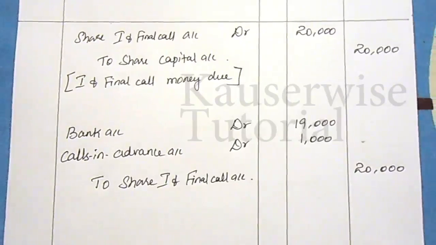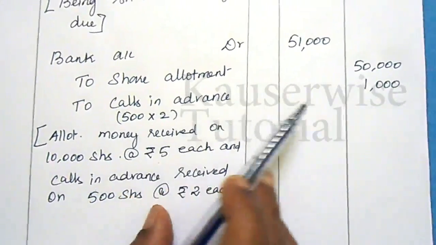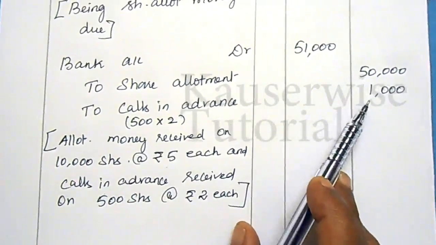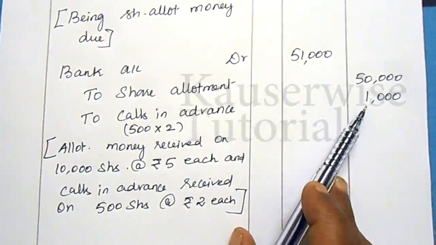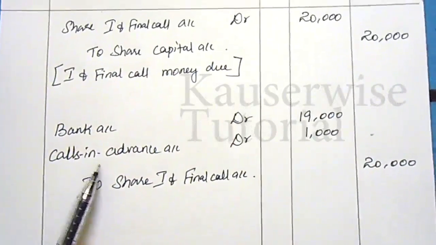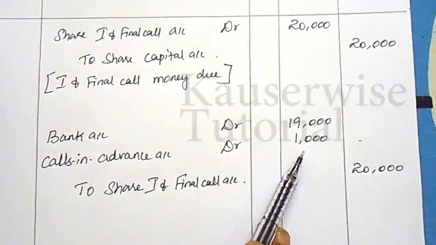See the previous entry. Here calls in advance is credited. This 1000 rupees you have received in advance. This amount should be debited when we make the received entry. See, calls in advance debited, the same amount 1000 rupees.